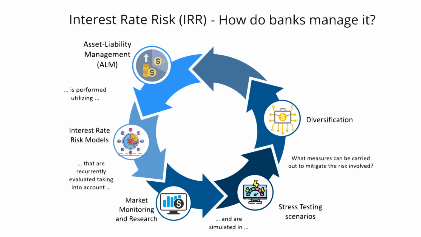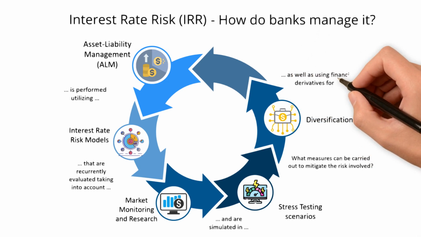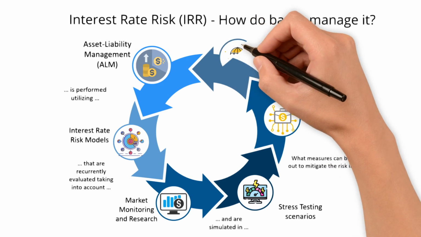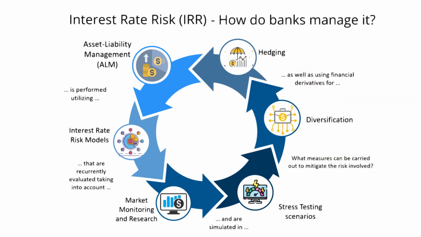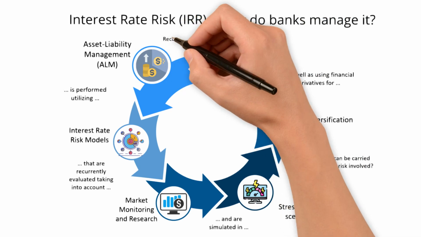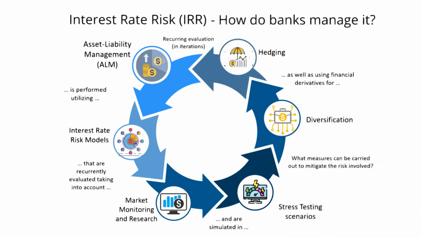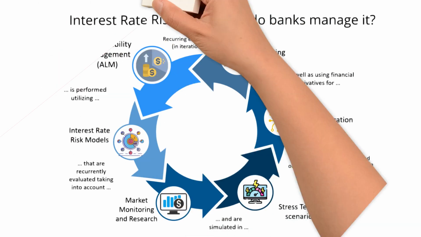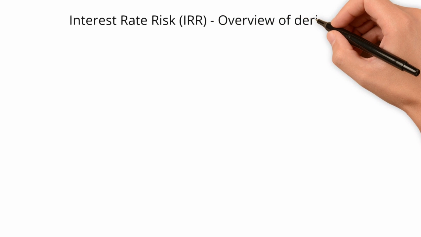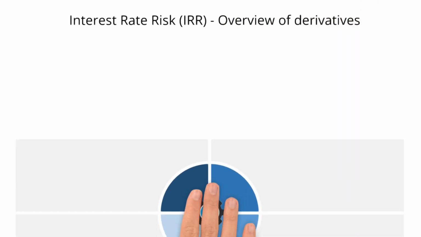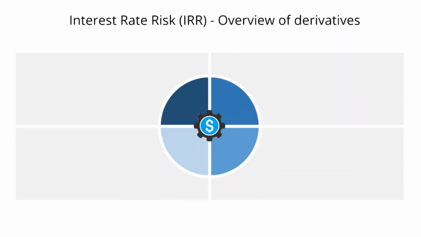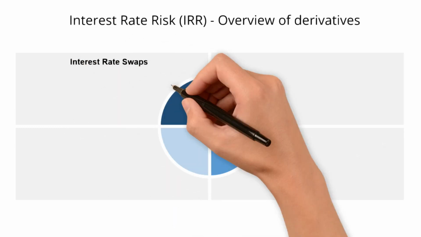As well as that, hedging activities can be performed. Banks may use financial instruments such as interest rate swaps, futures, options, or so-called caps and floors to hedge against interest rate risk. These derivatives allow banks to offset potential losses by taking positions that are inversely correlated to the changes in interest rates. As mentioned momentarily, banks may enter into interest rate swaps to exchange fixed rate payments for floating rate payments, thereby reducing their exposure to interest rate fluctuations.